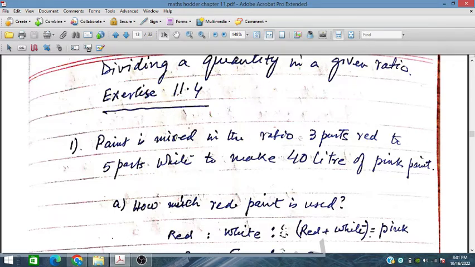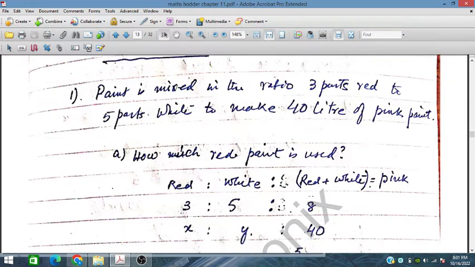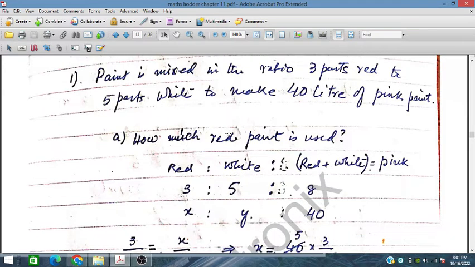Paint is mixed in the ratio of 3 parts red to 5 parts white to make 40 liters of pink paint. How much red paint is required? So this is red, white, and red plus white is pink. So 3, 5, and 3 plus 5 is equal to 8. So pink is 8 parts and red is 3 parts. We have to find how much red paint is required to prepare these 40 liters of pink paint.